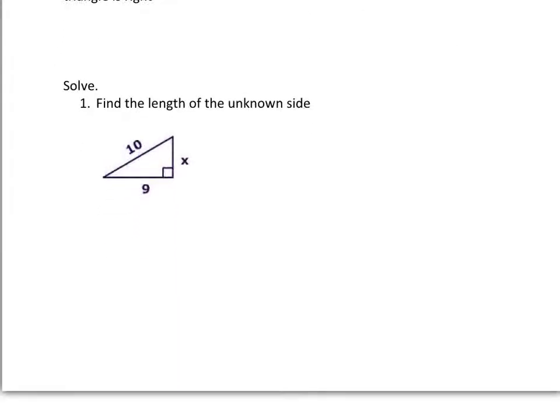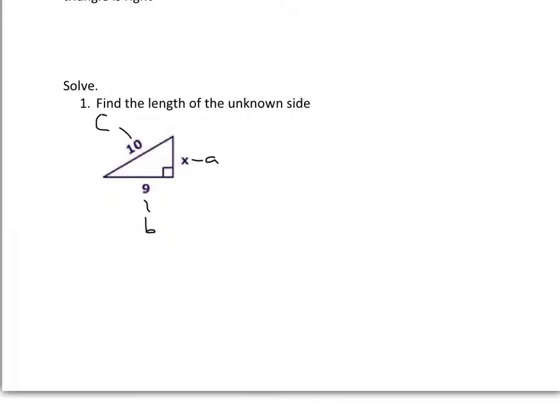So this first one's pretty straightforward. We've got a right triangle here. We're going to find the length of the unknown side. Okay, so this is like A, this is like B, and then it's like C. A and B don't really matter which one's which, right? As long as it's two sides that create the right angle. C is really important. C has to be the biggest side, and it has to be the side that is not touching the right angle, so it's across the triangle from the right angle.